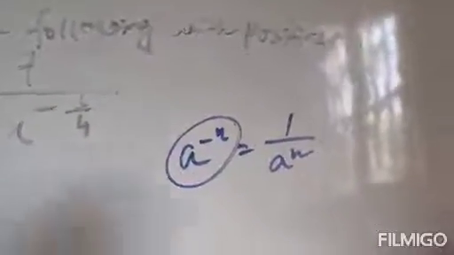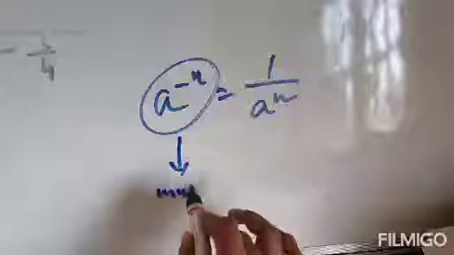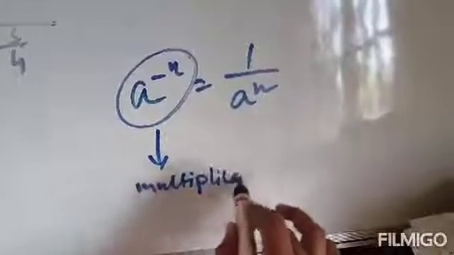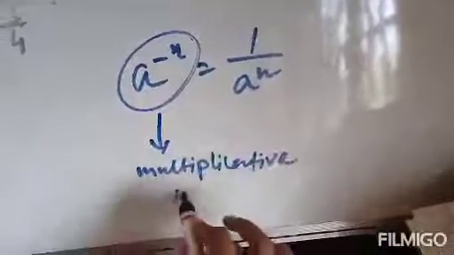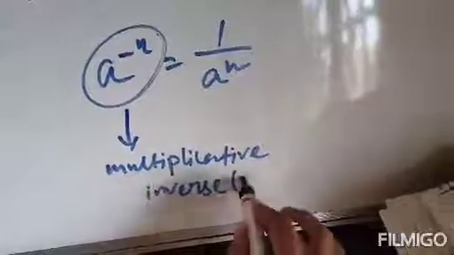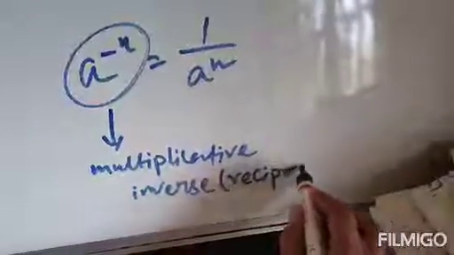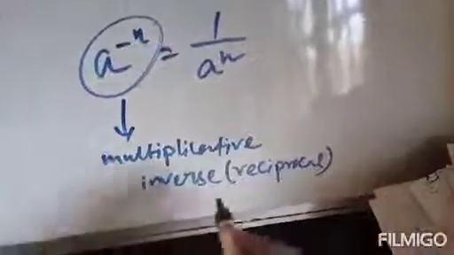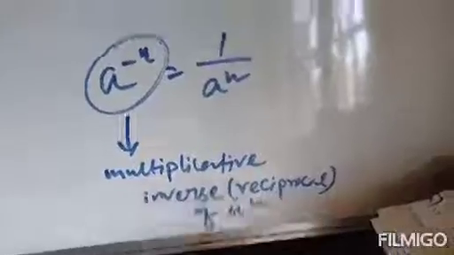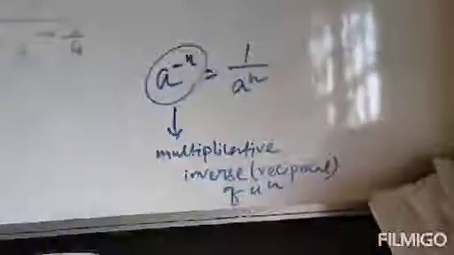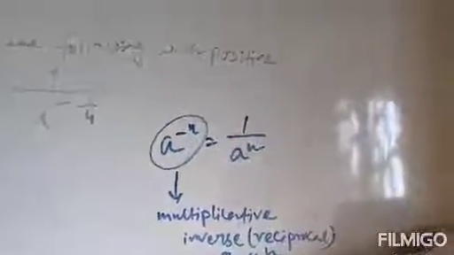This a to the power minus n is actually the multiplicative inverse, also known as the reciprocal of a to the power n. That is the reciprocal formula or multiplicative inverse formula. That means if a is any non-zero integer and n is any positive integer, then a to the power minus n will be 1 by a to the power n.